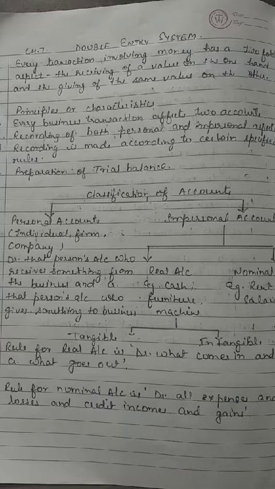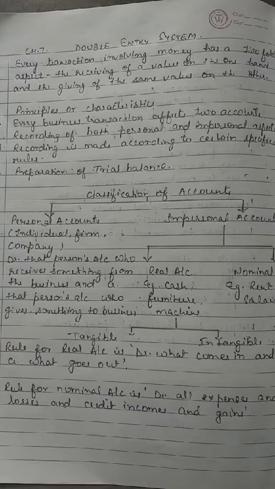It can be cash, furniture, machine, building and goodwill. The rule says that debit what comes in and credit what goes out. According to this rule, whenever any property comes into the business, it will be debited, and when it goes outside the business, it will be credited. Example, if furniture of 10,000 has been purchased for cash, furniture account should be debited according to the rule, debit what comes in. And cash account should be credited according to the rule, credit what goes out.